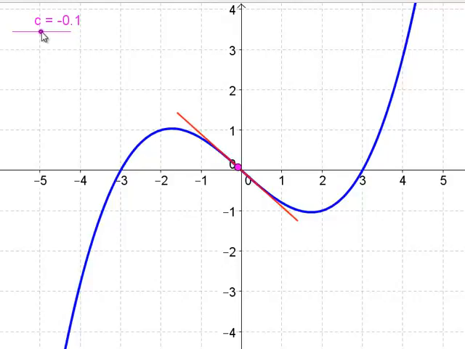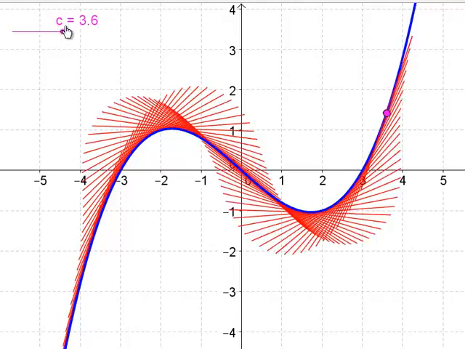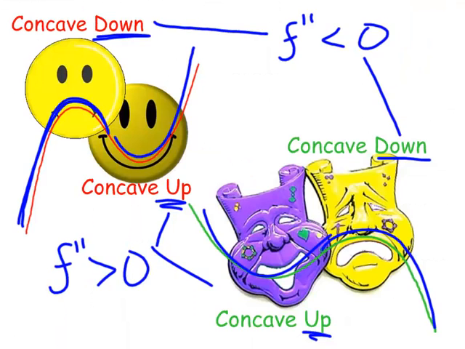And if I turn the trace feature on in GeoGebra, I can get a pretty cool image on the screen when I trace through all those tangent lines. Okay, but back to our first exercise.